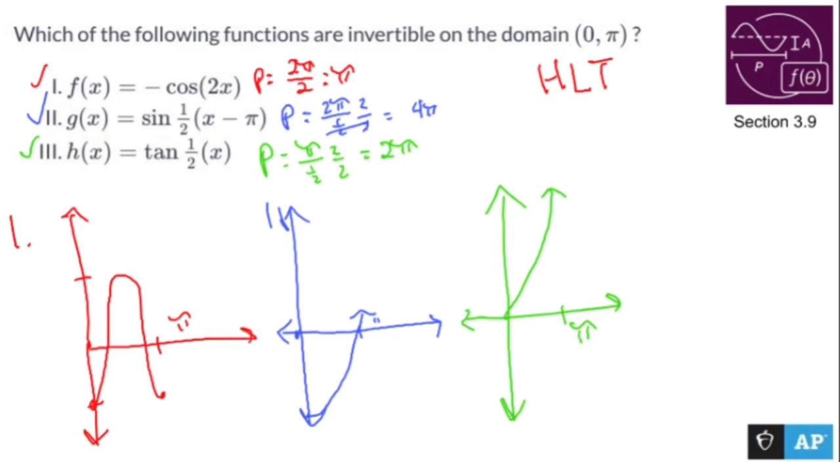Now what I need to do is apply the horizontal line test to each of these. When I apply the horizontal line test to 1, it fails, which means 1 is not invertible. When I apply the horizontal line test to 2, it works. When I apply it to 3, it works. So my answers here are not going to be 1, but 2 and 3. Those are the only ones that are invertible because they pass the horizontal line test.